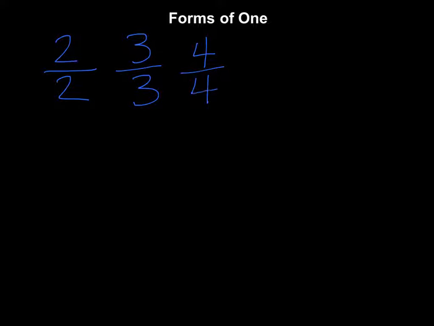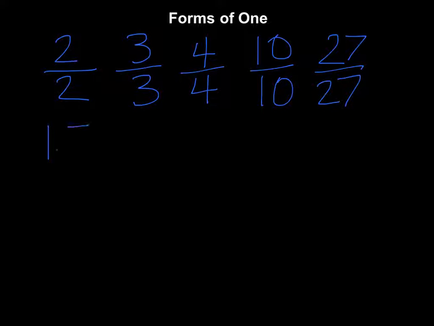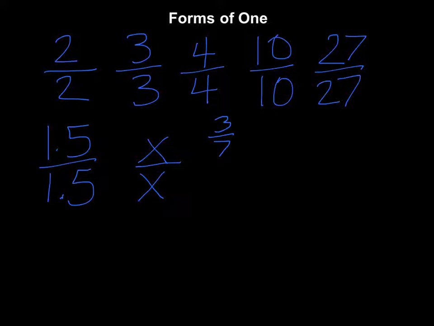Forms of 1 are any mathematical expression that's equal to 1. Now, typically when we create a form of 1, we do it as a fraction. So we could have 2 over 2, we could have 3 over 3, 4 over 4, 10 over 10, 27 over 27, 1.5 over 1.5, x over x, or even 3/7 over 3/7.